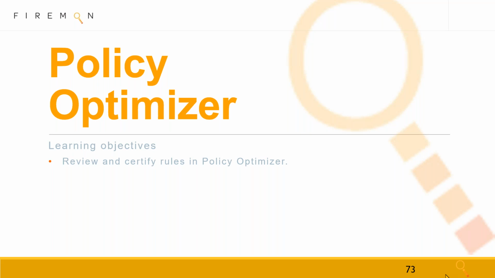Let's take a look now at Policy Optimizer, which is our workflow application, and this one is designed for continuous compliance review of your firewall rules. With this tool, you can enable automated or manual review and certification of your firewall rules so that your auditors and compliance teams don't have to go through countless firewall policies in order to perform that rule review and certification.